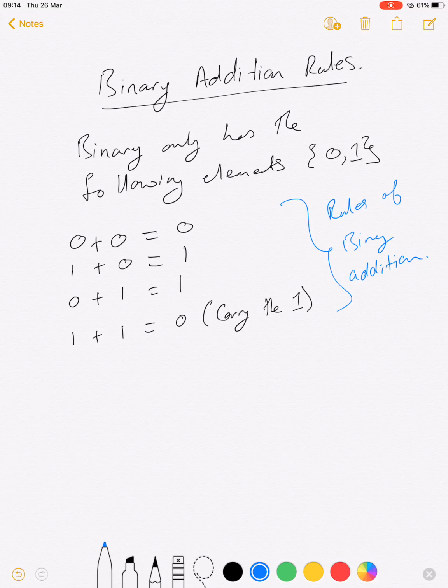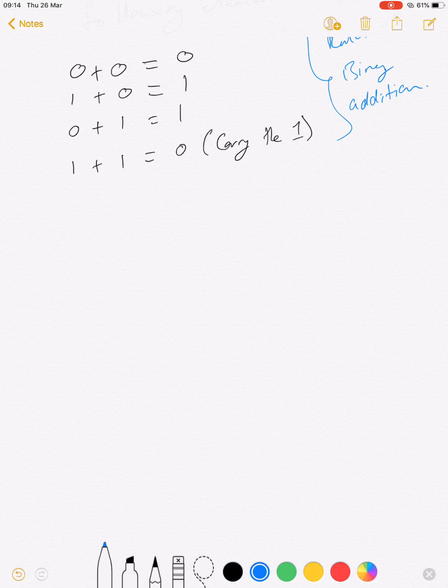Okay, so we should be able to use these rules now to run some very simple calculations. Let's take a simple example. If our question was to add 10 base 10 plus 7 base 10, we know we should get the number 17 base 10. That's effectively what we're trying to do here.